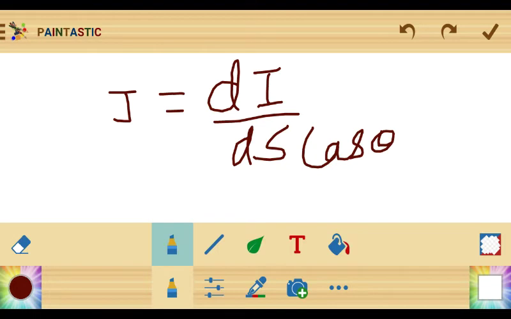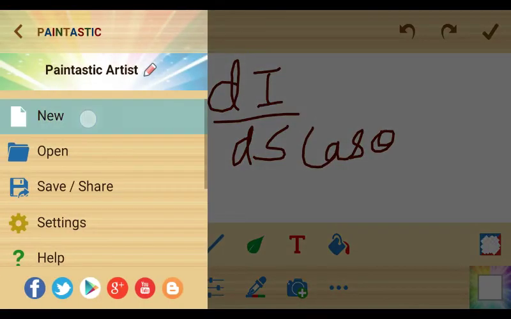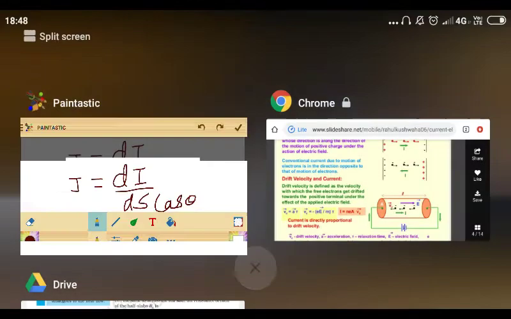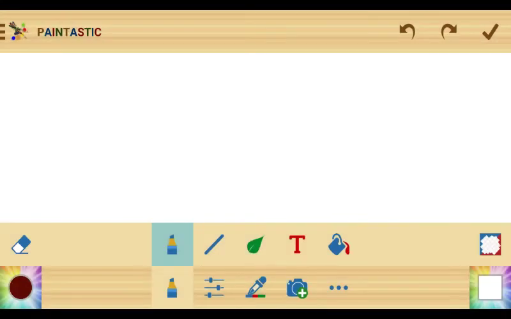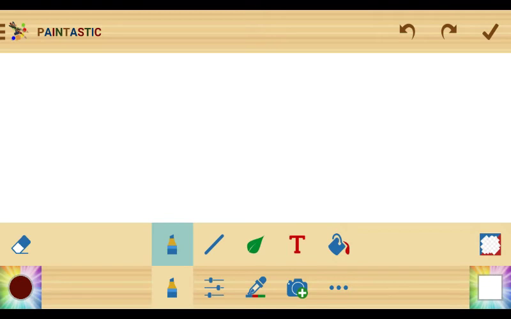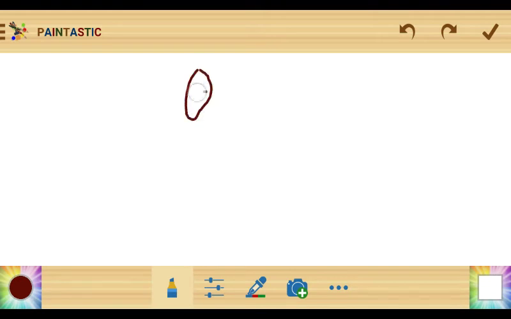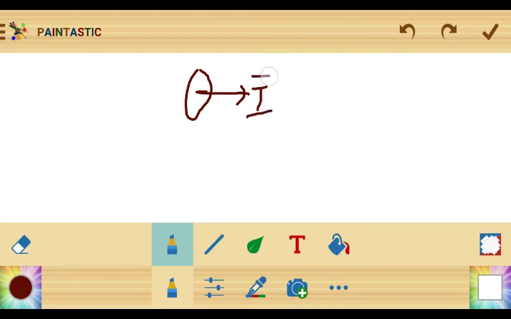How will this cos theta come? Don't fear. Okay, a cross section area is not normal to the current. Here is the case when we say that this is the I direction, and the cross section area is non normal to the current. It is like this. So there is an angle between these two, let's say theta. So in that case, that equation which we have written, J is equal to dI upon dS.